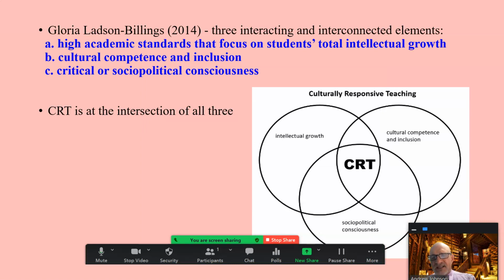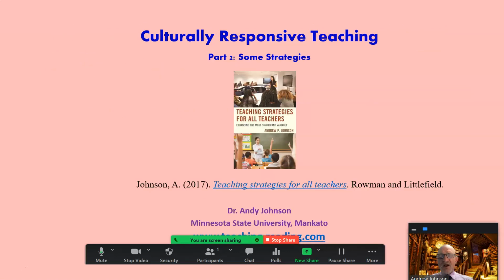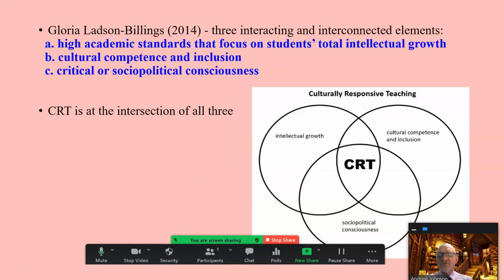There are 3 interacting, interconnected elements: high academic standards that focus on students' total intellectual growth; cultural competence and inclusion; and critical or sociopolitical consciousness. Culturally responsive teaching is at the intersection of all 3. And here are some strategies presented in this lesson that help to facilitate or cultivate these 3.